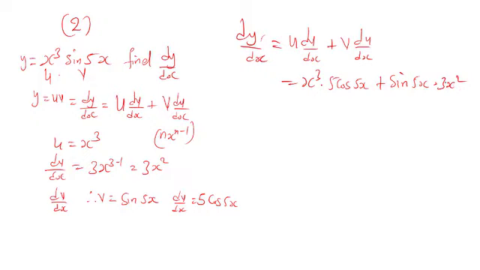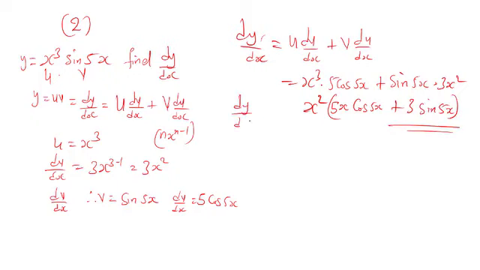That's the value. Now there's something common with these two. We have x squared, so we now have x squared in brackets. There's still x here, so we have x times 5x cos 5x, plus this x squared, so we now have 3 sine 5x. This is the value of our dy/dx.